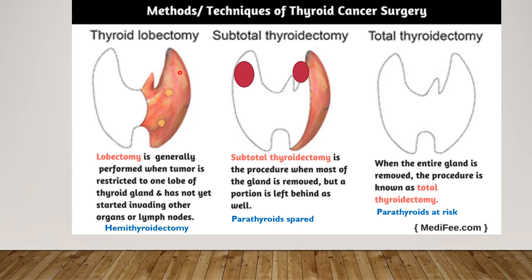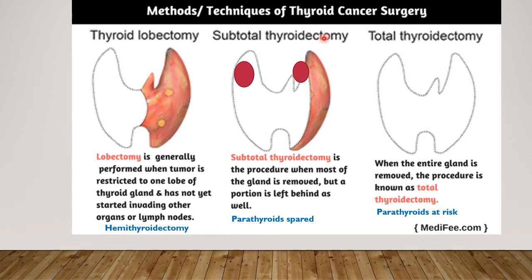These are the types of thyroidectomy that are being done. The first one here is the lobectomy. The lobe is removed with or without the isthmus. This is usually performed for early tumors when the tumor is small and intracapsular within the thyroid. It does not penetrate it. So this is also known as hemithyroidectomy.